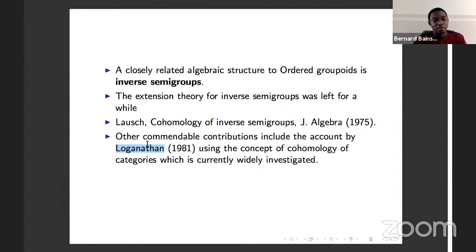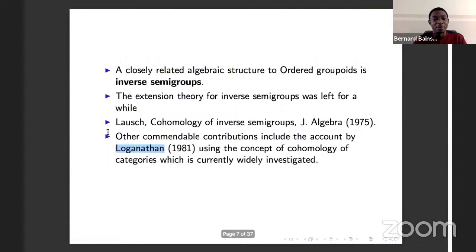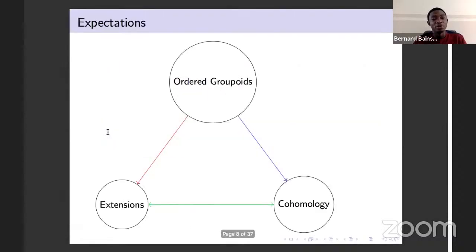So this is our motivation to use Loganathan's account and that of Grunberg to develop one for ordered groupoids. I have mentioned groups, ordered groupoids, inverse semigroups, etc. Perhaps it is time that we have a look at what ordered groupoids are, what we mean by extensions, and what we mean by the cohomology of ordered groupoids. So this is what we are going to do. I'm going to describe what ordered groupoids are, what we mean by extensions of ordered groupoids, what we mean by cohomology of ordered groupoids, and then use the cohomology of ordered groupoids to classify extensions of ordered groupoids.